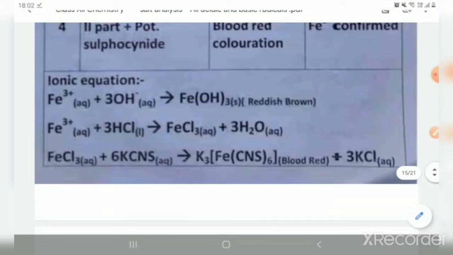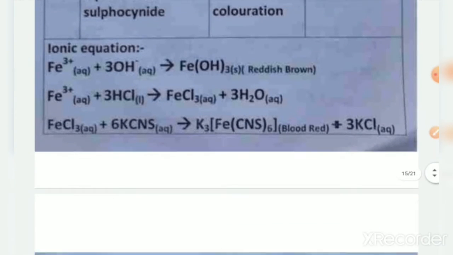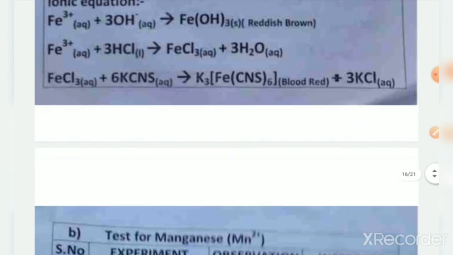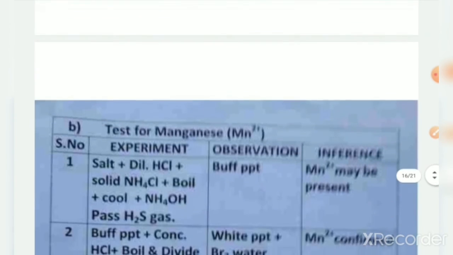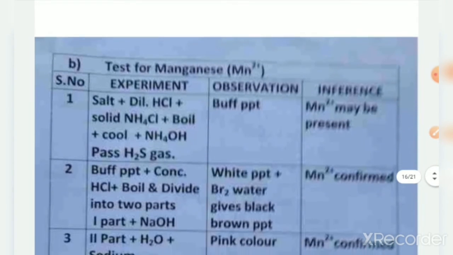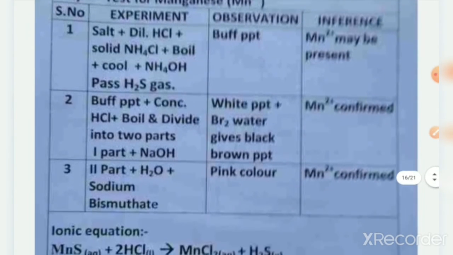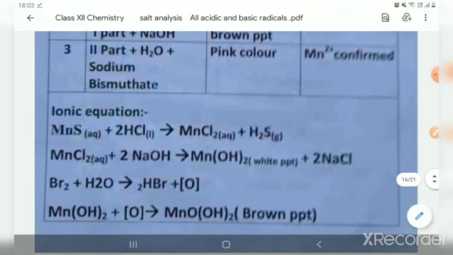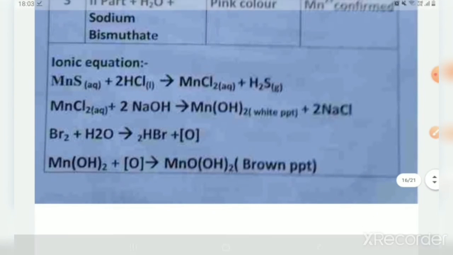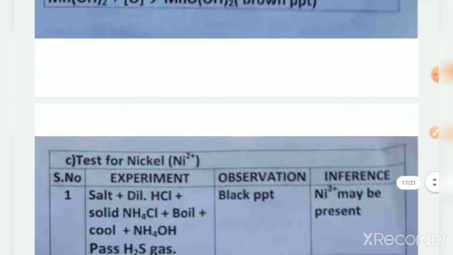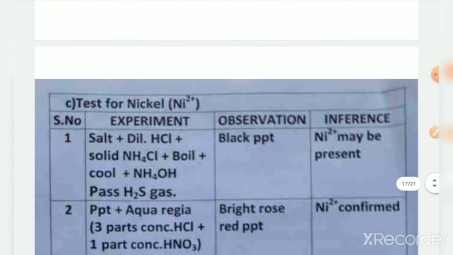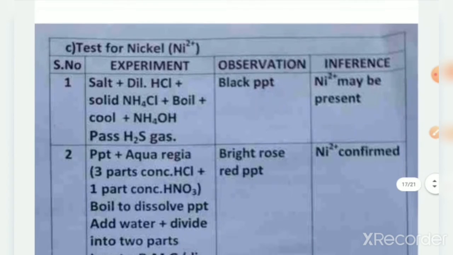You see here, it gives a blood red color when reacting with KCNS, that is potassium thiocyanate, and thereafter the Mn2+ ion test is given here. Its equation is given here. You listen very carefully, because actually in your viva most of the questions are asked from here.